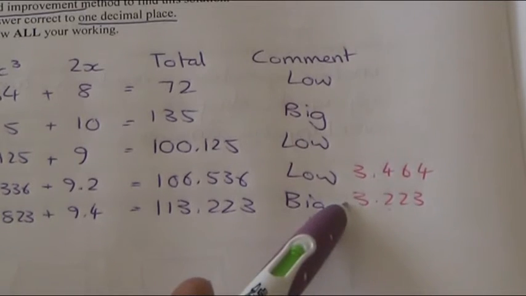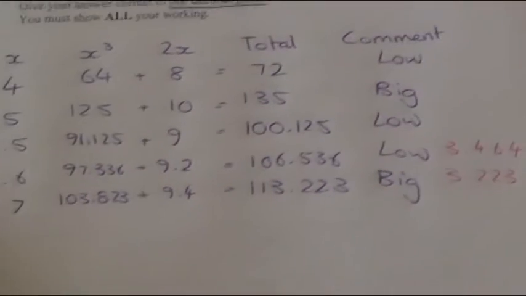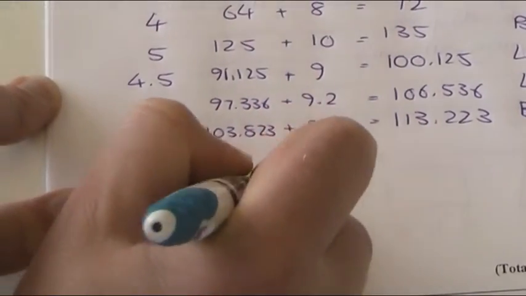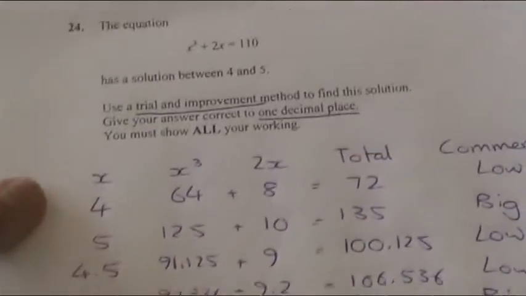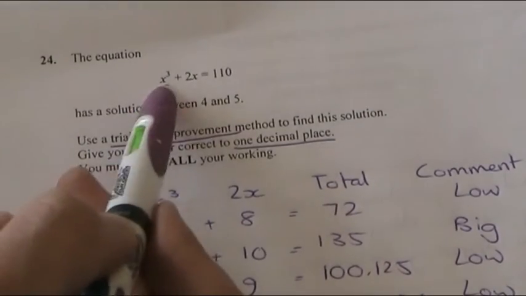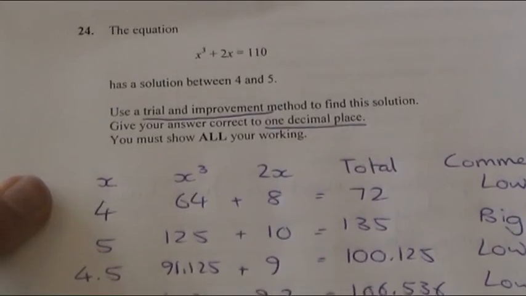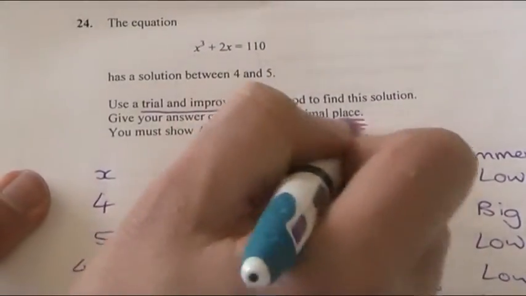So my answer to one decimal place is 4.7. So when I put 4.7 into this, the closest to 110, well, is 4.7. I could go closer, but they will always ask you to 1 decimal place.